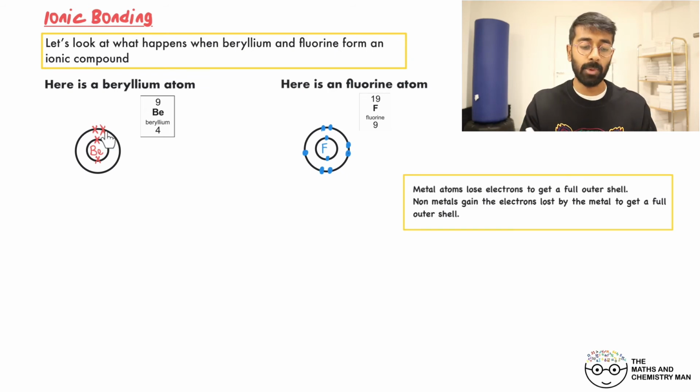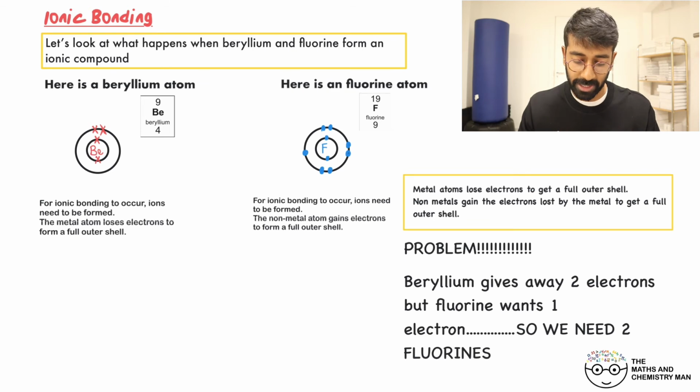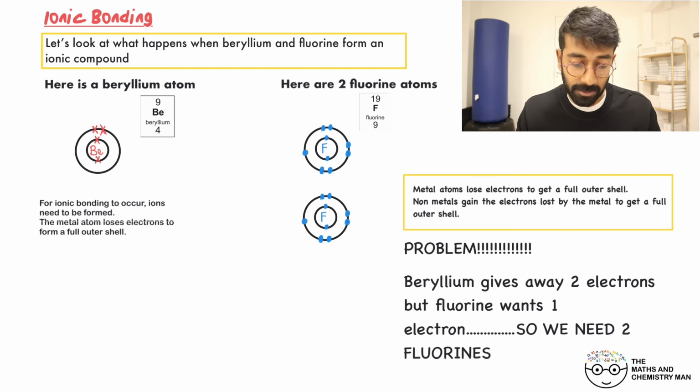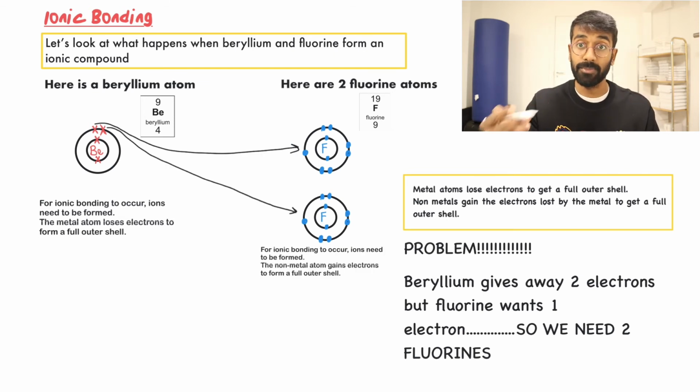Now what wants to happen here? Well, beryllium, it wants to lose 2 electrons, right? But the fluorine only wants to gain 1. So again, we've got a bit of an issue here. What's the problem? Well, beryllium is going to give away its 2 electrons, but fluorine is only going to accept 1. So what do we need this time? Well, this time we need 2 of the fluorine atoms so that they can both accept 1 electron each from the beryllium. So we'll have this scenario here.